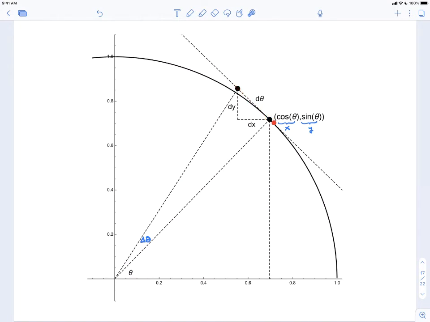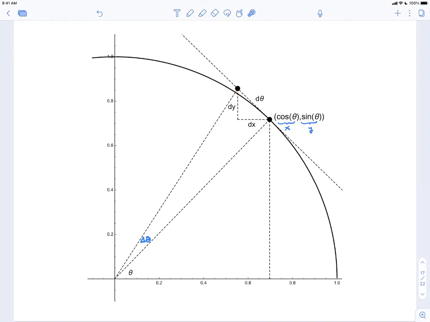So this is our initial point with coordinates x comma y, and then we move along the tangent line a small amount to this point. So this is our linear approximation of this point right here. If we measure the difference in x between our initial point and our approximate point, then the difference in x values we call dx, and the difference in y values we call dy.